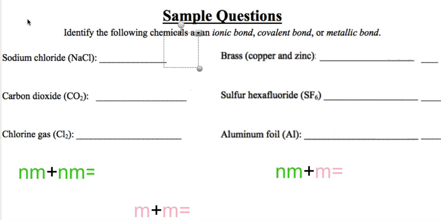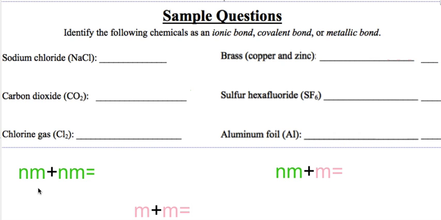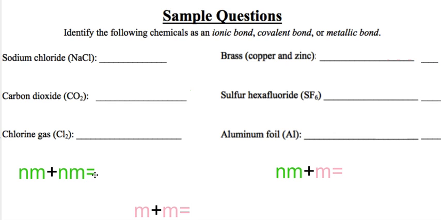The first thing I'd like for us to do with this is just to remember, if you have a nonmetal plus a nonmetal, what type of bond that makes. So think a minute. If you have a nonmetal plus a nonmetal, that would be a covalent bond.